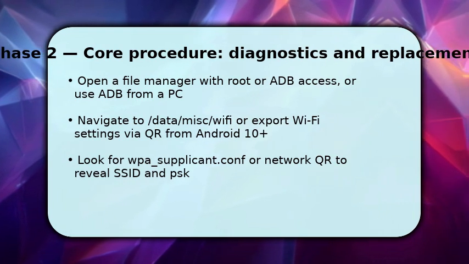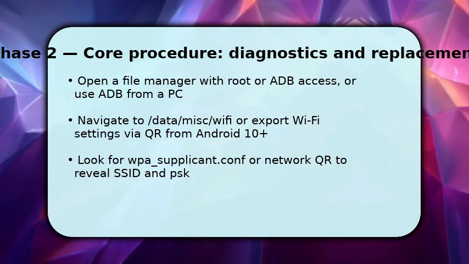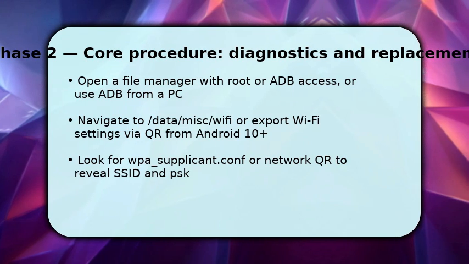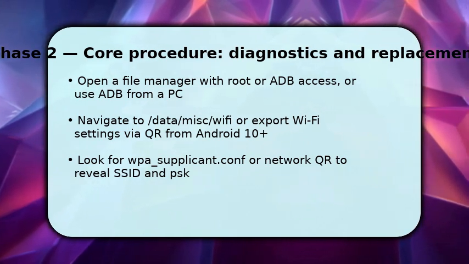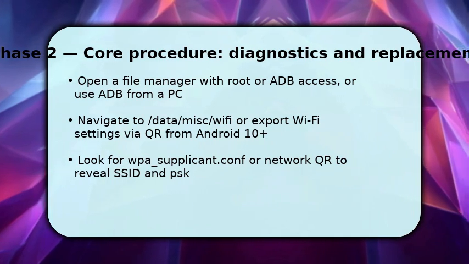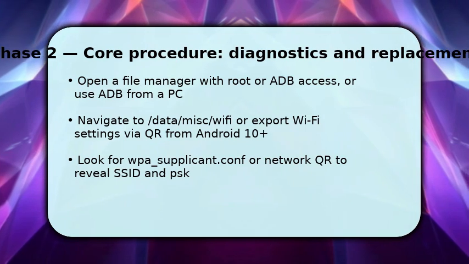If you do not have root, connect the tablet to a PC with ADB and pull the file, or on Android 10 and newer, go to Settings, Wi-Fi, Saved Networks. Select the network and choose Share to display a QR code, which reveals the password when scanned. These methods reveal the how and where of retrieval.